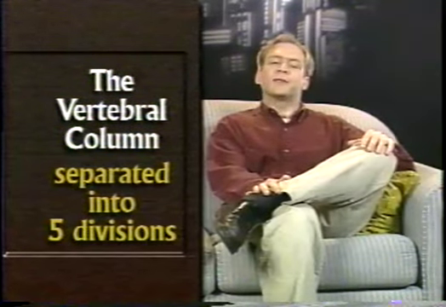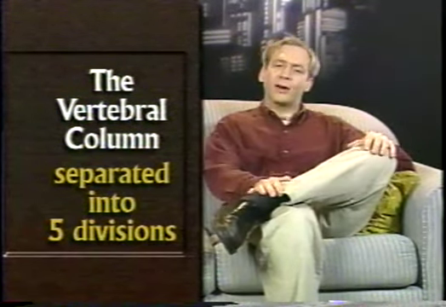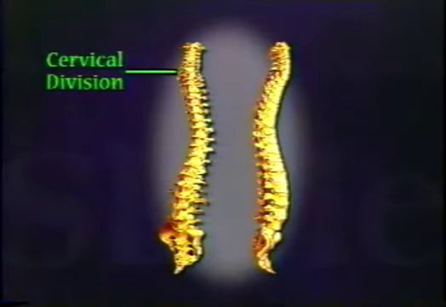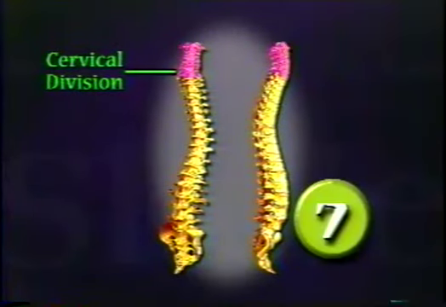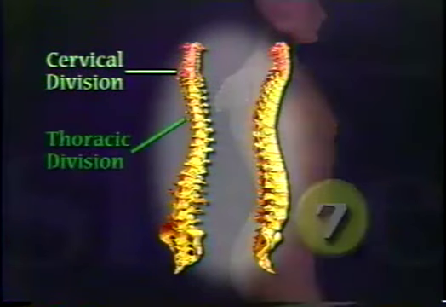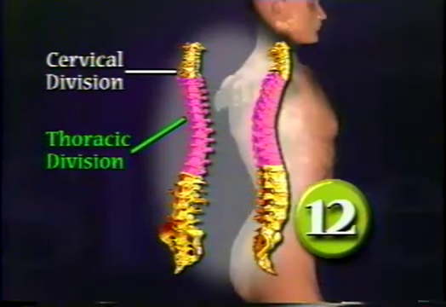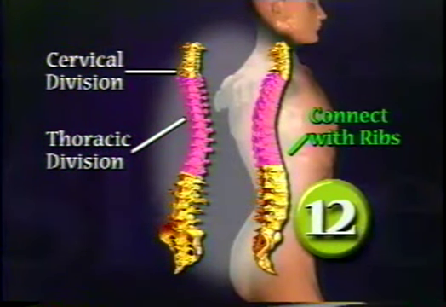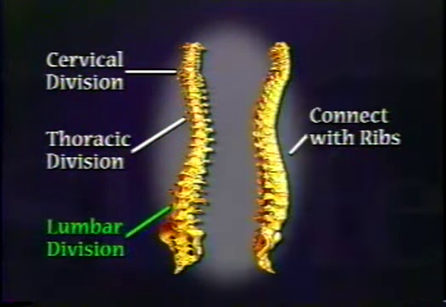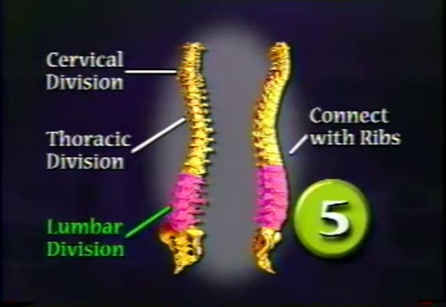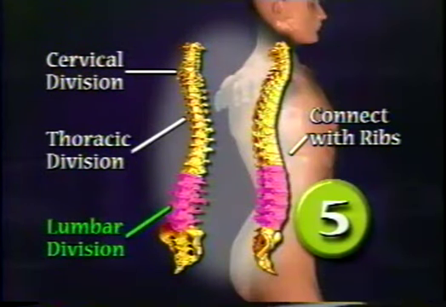The vertebral column is separated into 5 different divisions. They are the cervical division, the thoracic division, the lumbar division, the sacral division, and the coccygeal division. The cervical division contains 7 small vertebrae which are located in the neck. The thoracic division contains 12 vertebrae which are located in the torso. These vertebrae articulate or connect with the ribs. The lumbar division contains 5 vertebrae which are located in the lower back.